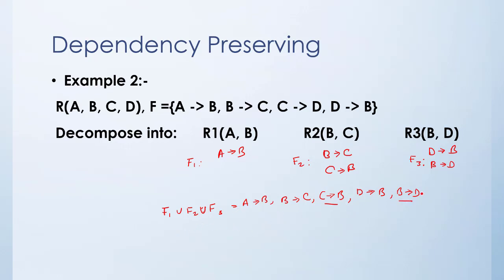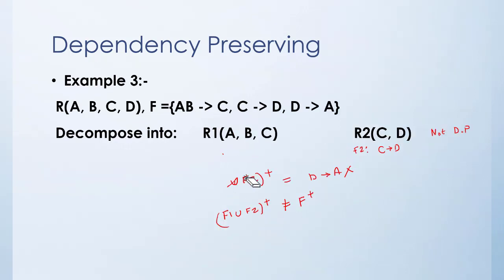So in F1 union F2 union F3 closure, we are going to have all the functional dependencies present in F and some more functional dependencies. So we can write this one, the left hand side is equal to the closure of the original functional dependency set F. And as this is true, our decomposition of R into R1 with AB, R2 with BC and R3 with BD is dependency preserving.